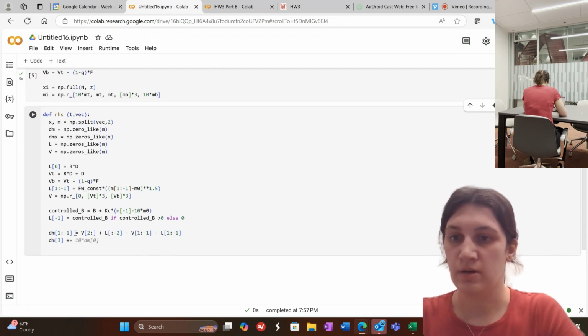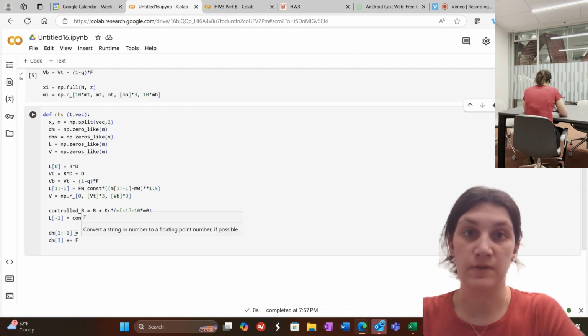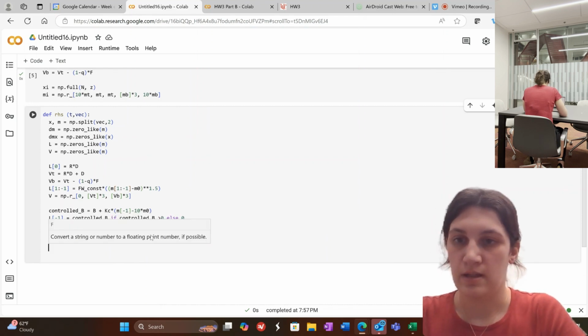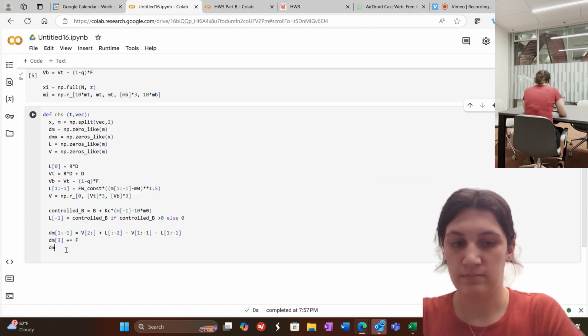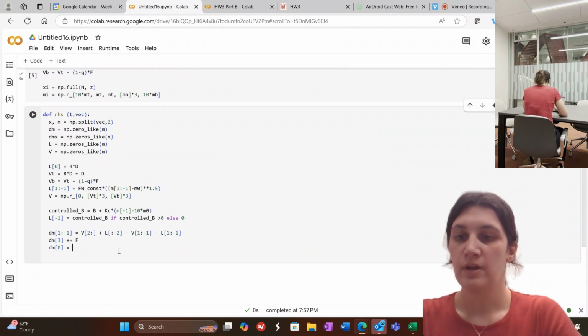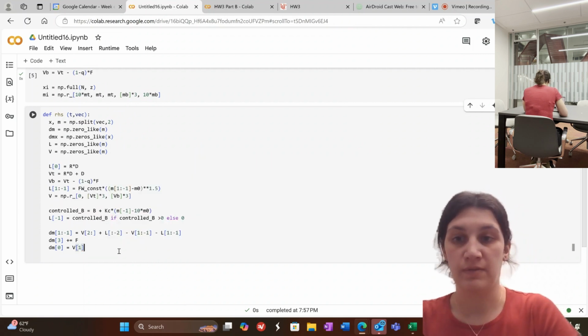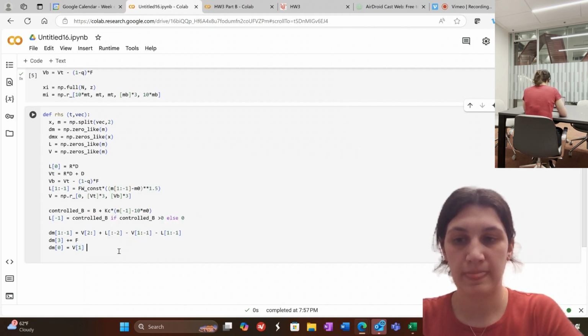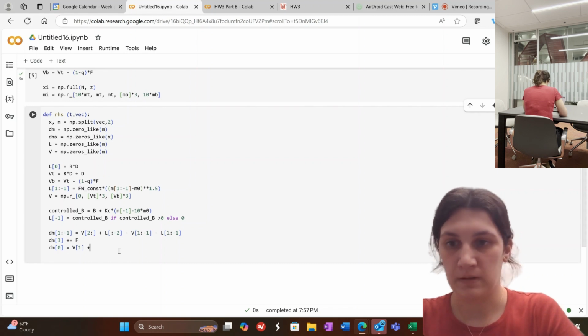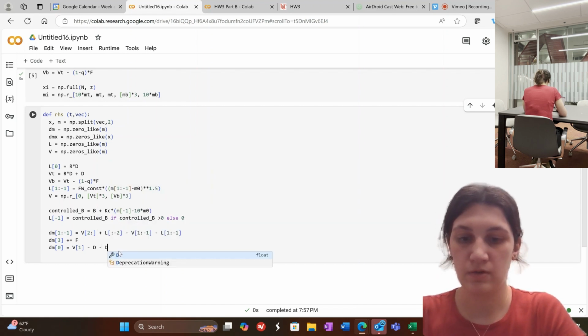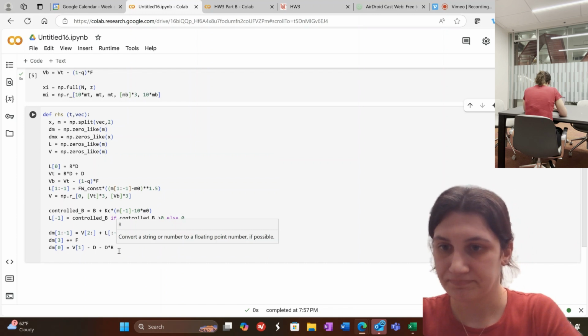What you have to do here is add in the feed to that tray. And then our condenser and reboiler are also a little bit special. So for our condenser, we're going to have the flow of the very top tray, the vapor flow, minus the distillate flow minus the reflux times 1.